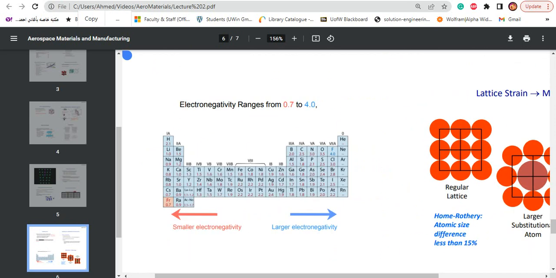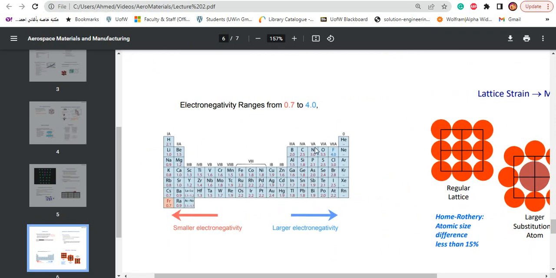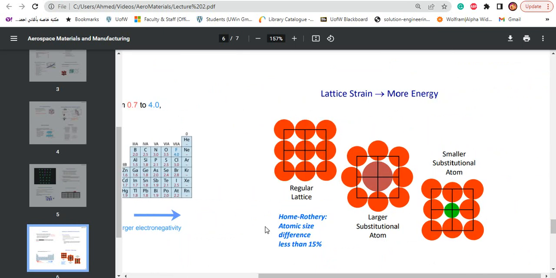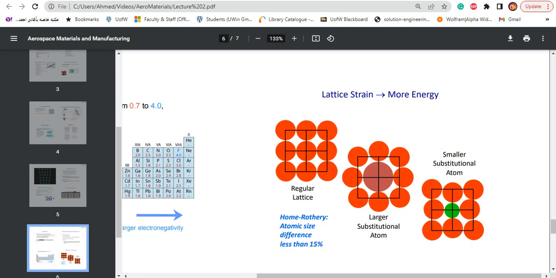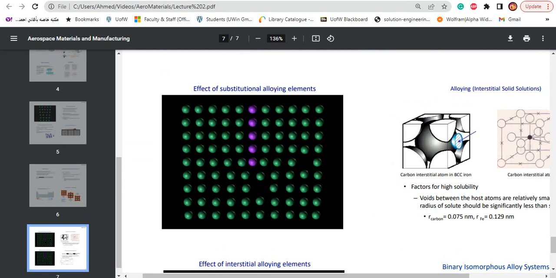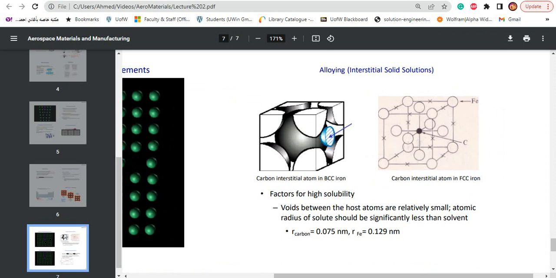This is a point I just wanted to focus on. Electronegativities range from 0.7 to 4. The regular lattice with a larger substitutional atom and with a smaller substitutional atom. Hume-Rothery: atomic size difference is less than 15%.